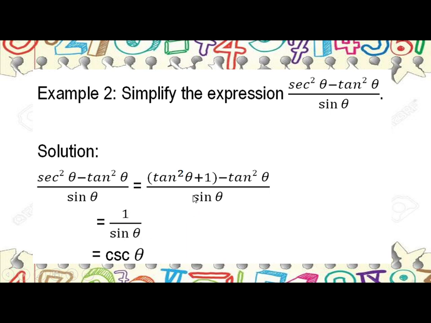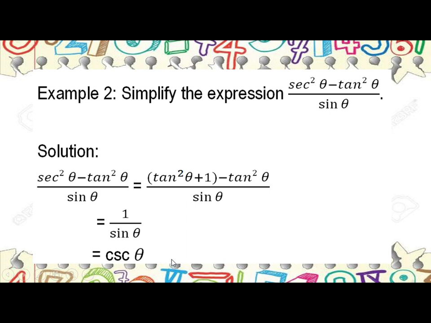Copy lang po. And we'll know in identity po na ang 1 all over sine theta po, sa reciprocal identity kanina, na ang equal po nun will be cosecant theta. Therefore, the answer will be cosecant theta. Always remember the identities. That's important. So for this given expression, if we're going to simplify that one, you will come up with the cosecant theta, since cosecant theta is actually equivalent to 1 all over sine theta.